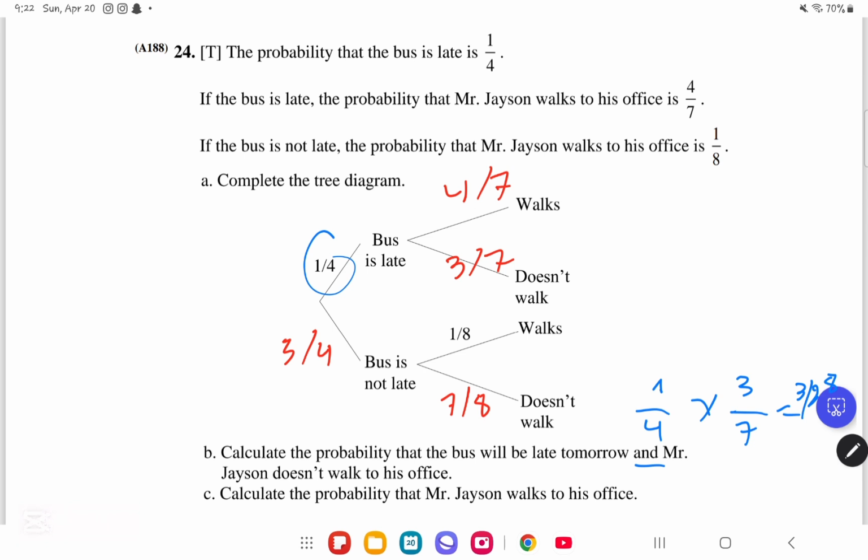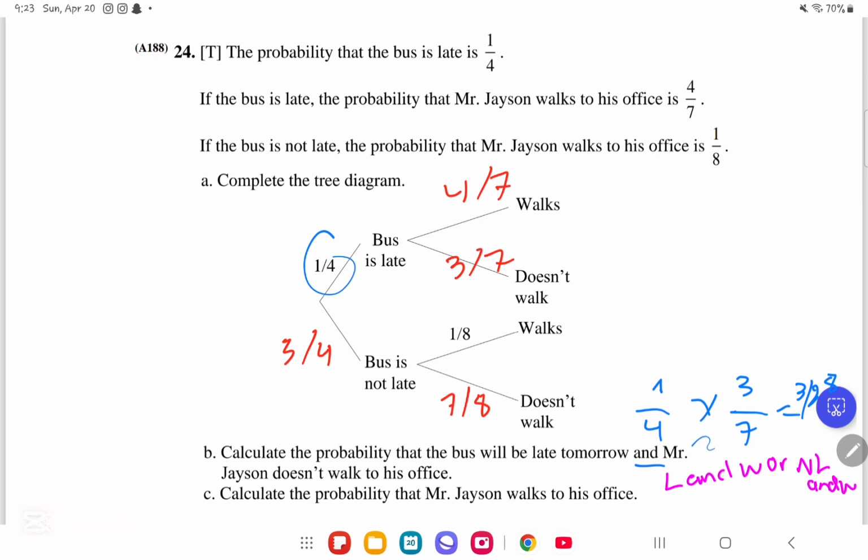Okay, we move on to part C. They said calculate the probability that Mr. Jason walks to his office. Now here, because they are not the same, we cannot do the same thing as above. So instead what we can do is this. The probability that he walks to his office, we have either that the bus is late, so L is late, and he walks, or not late and he walks. These are the 2 probabilities.